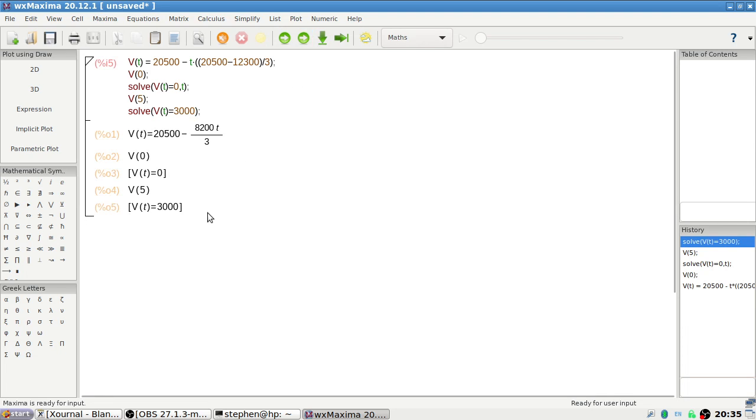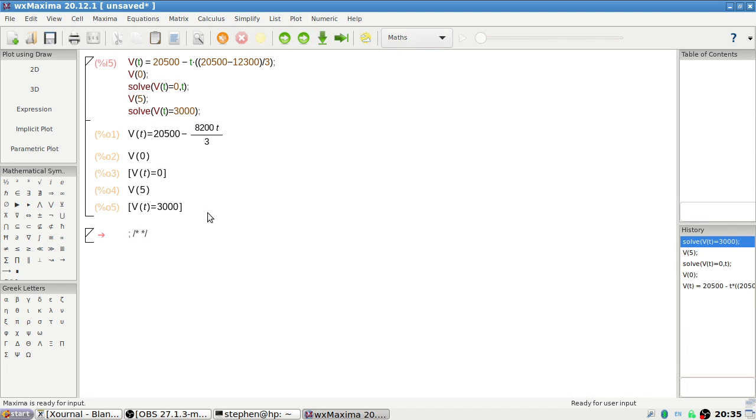So now let's put in the answers here. The first one was find and interpret the meaning of the x and y intercept. So for the x one, it's the initial value, i.e. 20,500.